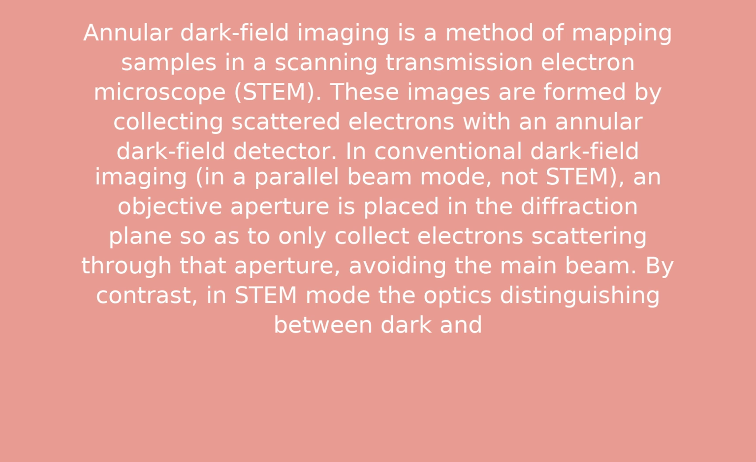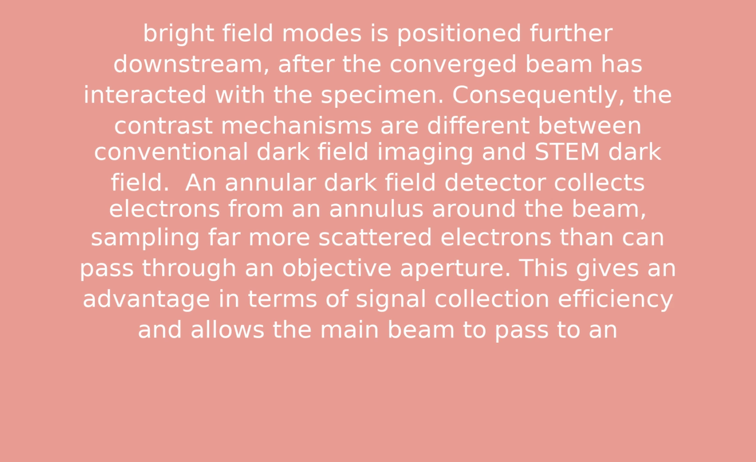In conventional dark field imaging, an objective aperture is placed in the diffraction plane so as to only collect electrons scattering through that aperture, avoiding the main beam by contrast. In STEM mode, the optics distinguishing between dark and bright field modes is positioned further downstream, after the converged beam has interacted with the specimen. Consequently, the contrast mechanisms are different between conventional dark field imaging and STEM dark field.